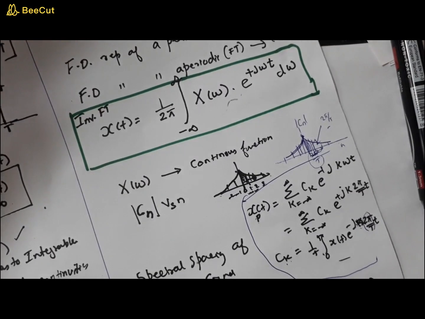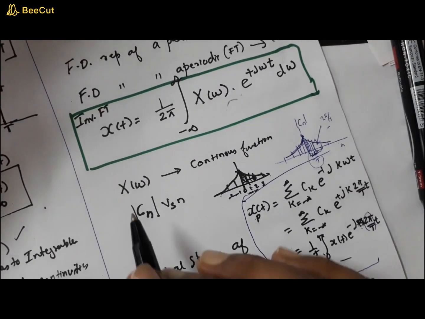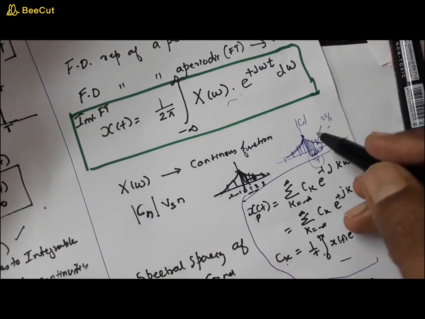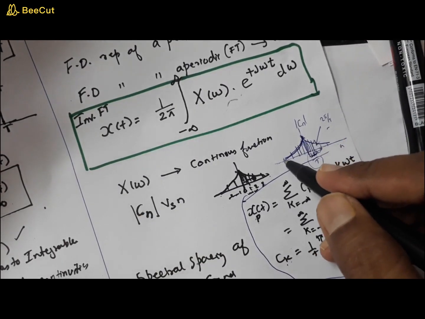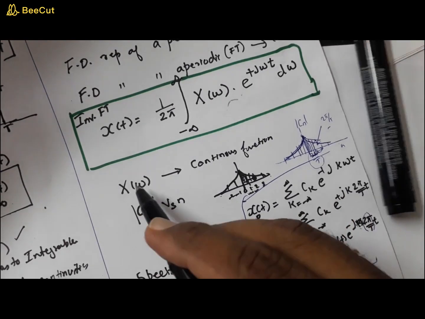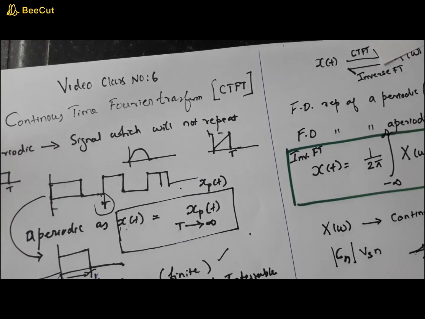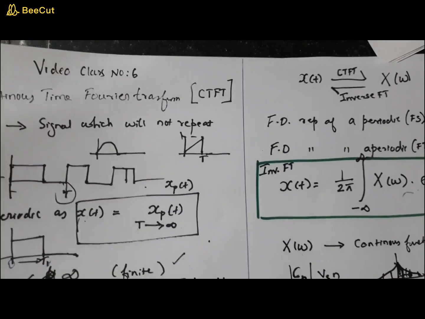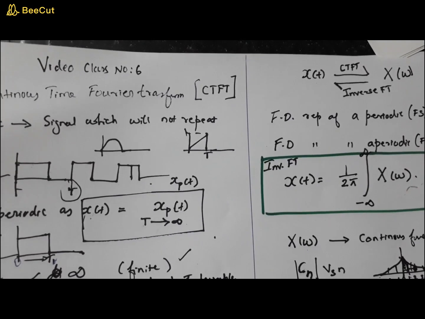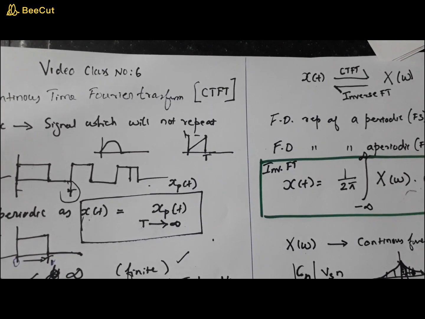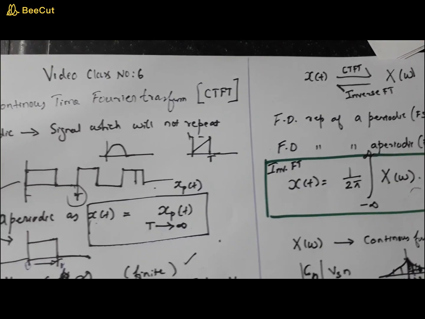Now what happens when T tends to infinity? That becomes an aperiodic signal, and the spectral lines become a continuous spectrum. That's why I told you X of omega is a continuous function. Hope you understood this. So that's all about the basics of the Fourier transform.